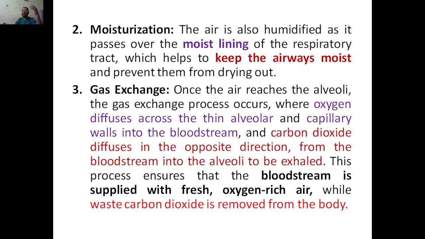Okay, next after filtration and moisturization, the third thing is gas exchange. So once the air reaches the alveoli, that means in our lung we have a different structure called alveoli, now the gas exchange process occurs. That means when it reaches the major part of the lung, the gas exchange will start. What is gas exchange? Oxygen diffuses across the thin alveolar layer, that means oxygen will diffuse and pass through the thin alveolar layer and the capillary walls into the bloodstream.